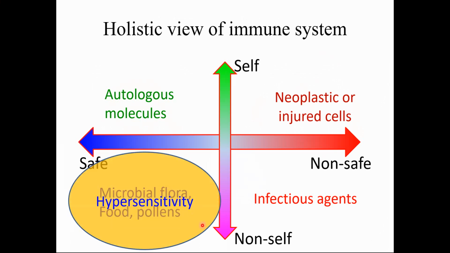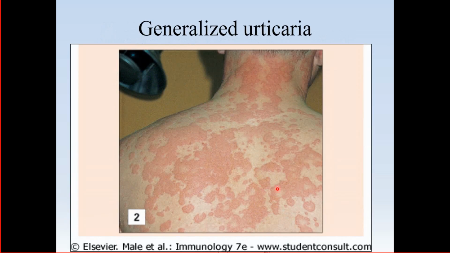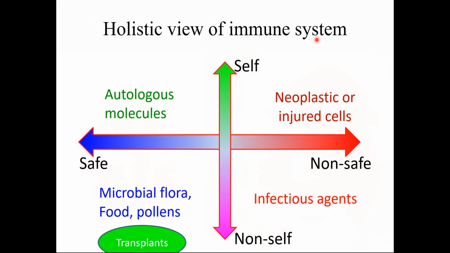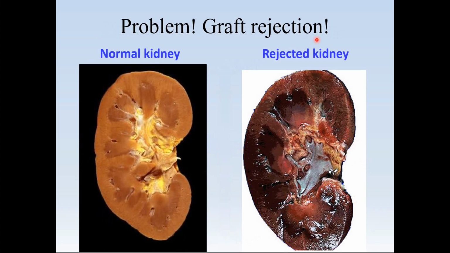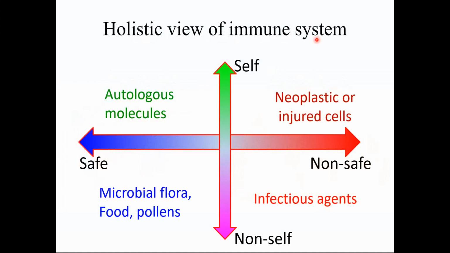How about hypersensitivities? Allergies are a subtype of hypersensitivities. You get bitten by a bee and you have a severe reaction. You eat something and you have a severe skin reaction. You take a drug and have an allergy, and it could be very severe. And other things like transplants, which are extremely important, like normal kidney, rejected kidney, heart, and the rest of the things.